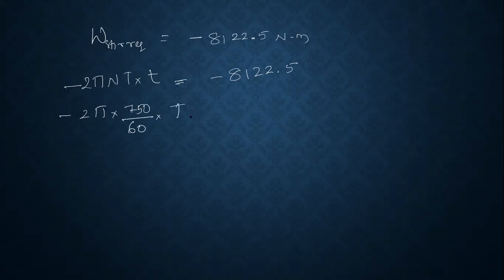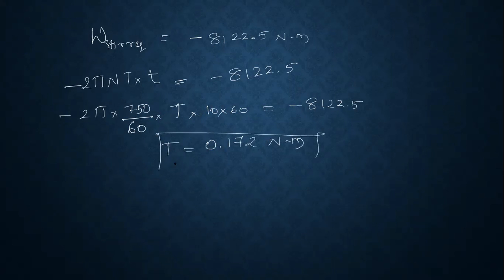Torque we have to calculate. The time is 10 minutes. Let me convert into seconds. 1 minute is equal to 60 seconds. Therefore 10 minutes is equal to 10 into 60, minus 8122.5. The only unknown term here is torque. Therefore torque is equal to 0.172 Newton meter. That means the first thing we calculated is torque.